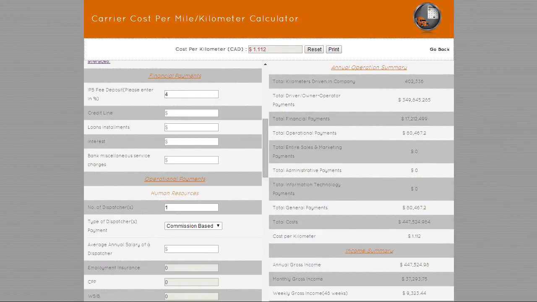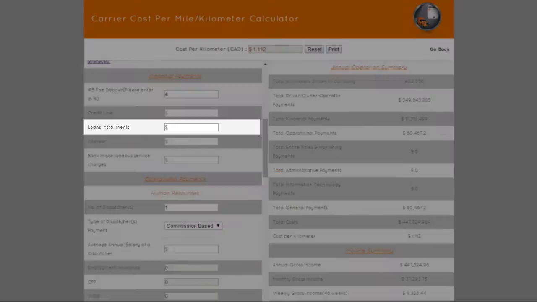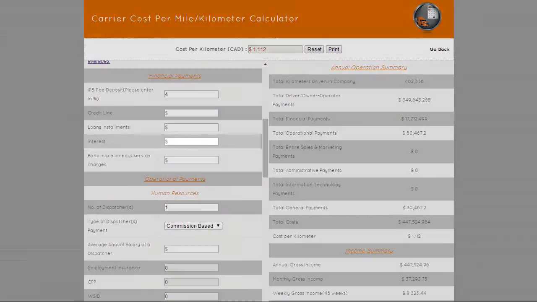Next, you'll need to consider any financial payments such as your IPS fee deposit and other loan payments, credit lines, interest payments, and others.